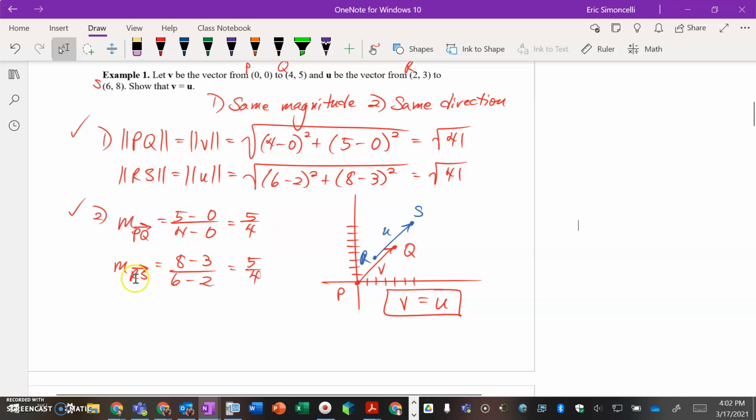Similarly with the vector RS, or in other words vector U, and again notice I've plotted my two points with the arrow pointing to the terminal point.